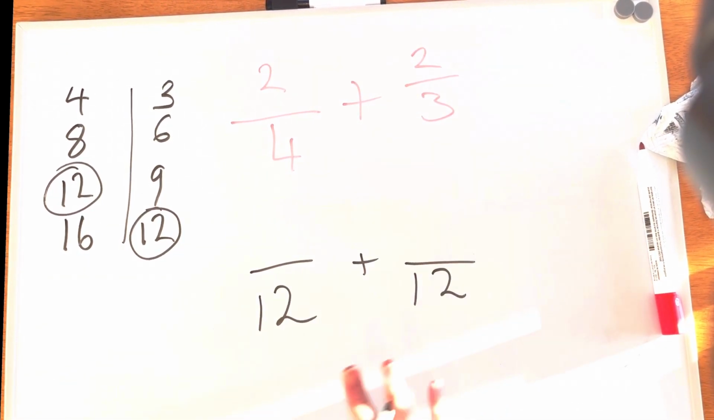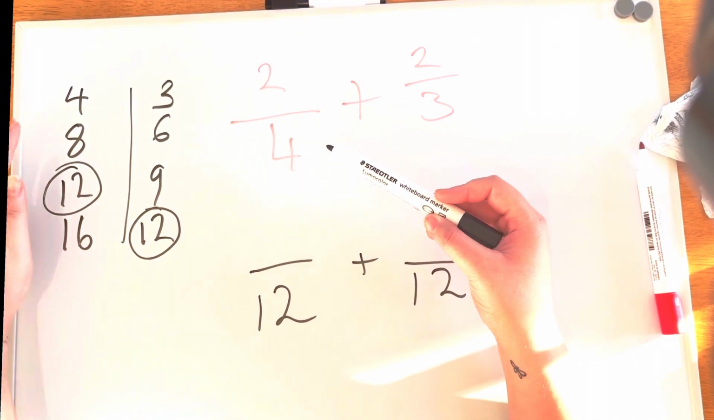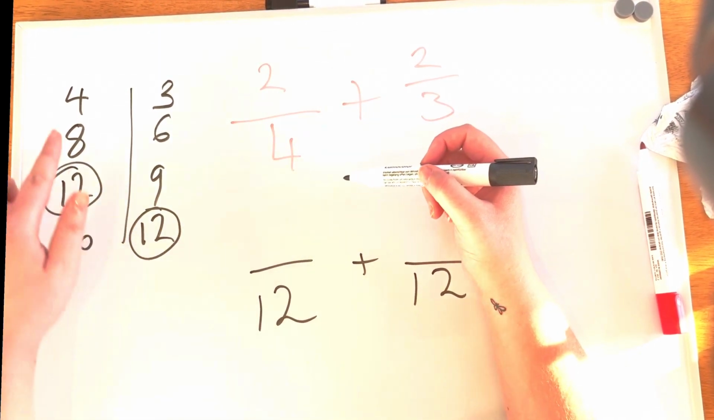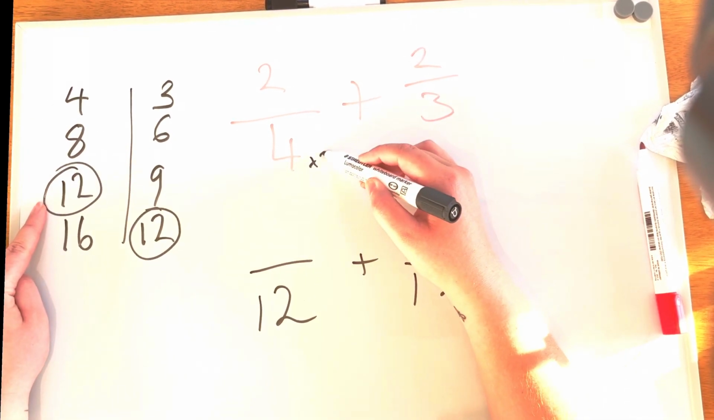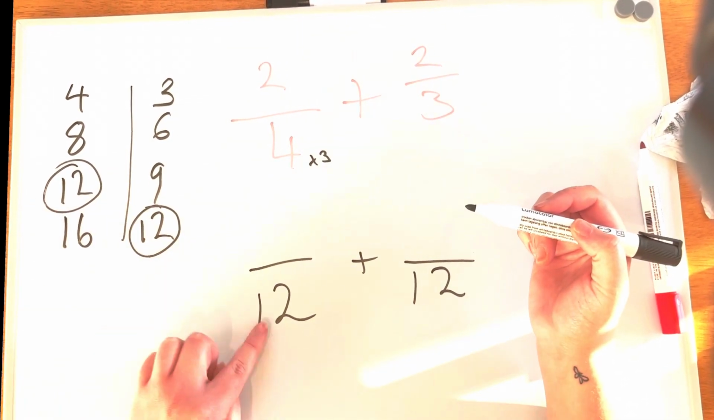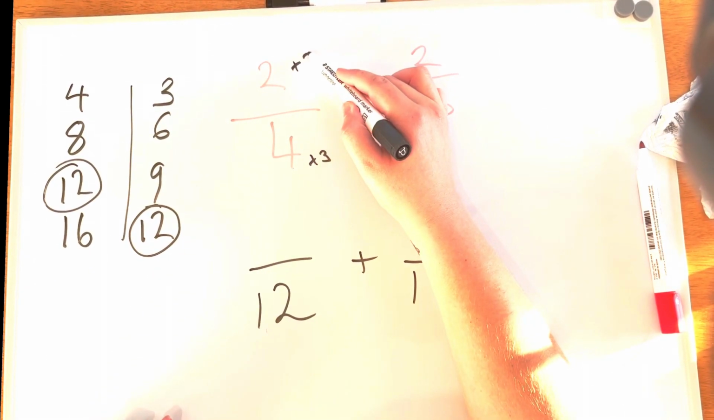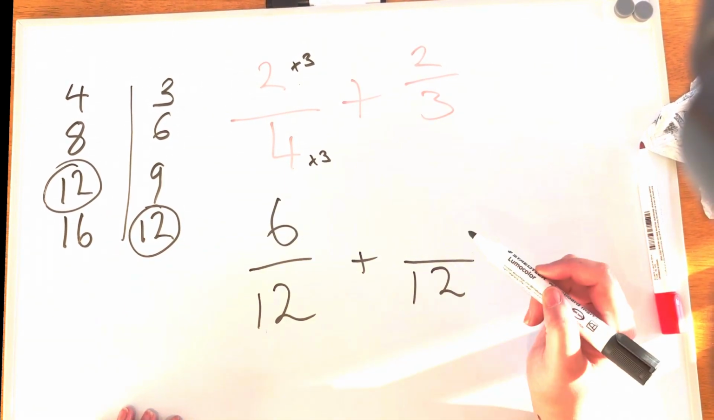Right, I've got my new denominator. Now let's focus on our numerators. So let's deal with 2/4 first. What did I have to times 4 by to get to 12? 4 times 1, 4 times 2, 4 times 3. I timesed 4 by 3 to get to 12. So I've done it to the bottom, so I need to do it to the top. So 2 times 3 is 6.